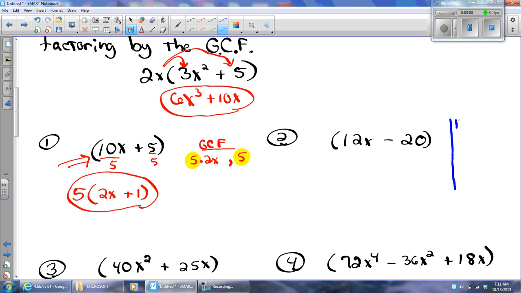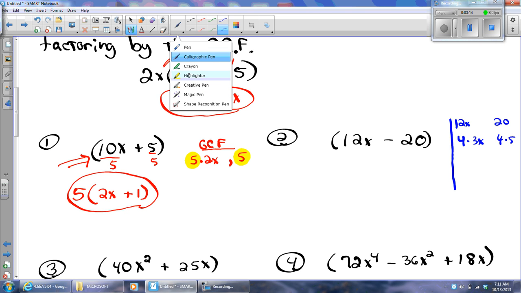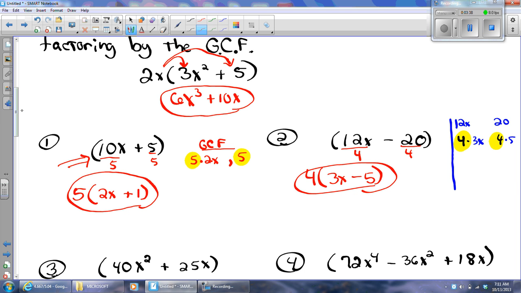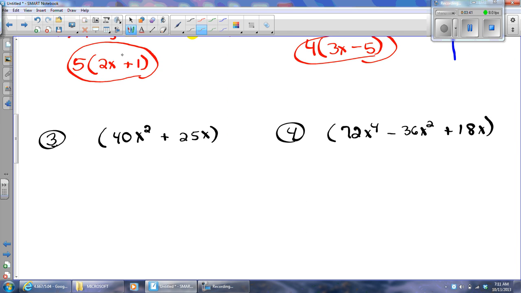Okay, I've got 12x and I've got 20. What is the greatest common factor? Well, I could say that 4 goes into both of them: 4 times 3x and 4 times 5. My GCF must be the 4. So I'm going to pull out the 4. I'm going to have a 4 in front of my quantity. I'm going to divide by 4 here, divide by 4 there, and I'm going to get 3x minus 5. Oh, it's pretty easy stuff. Yeah, it is. Even with the more complicated ones, it's still pretty easy.